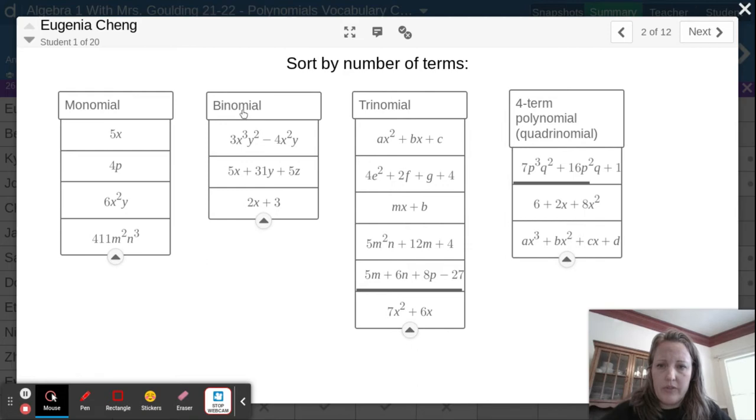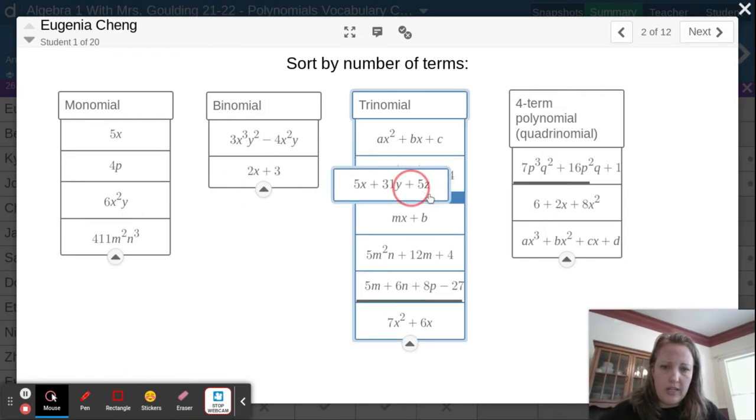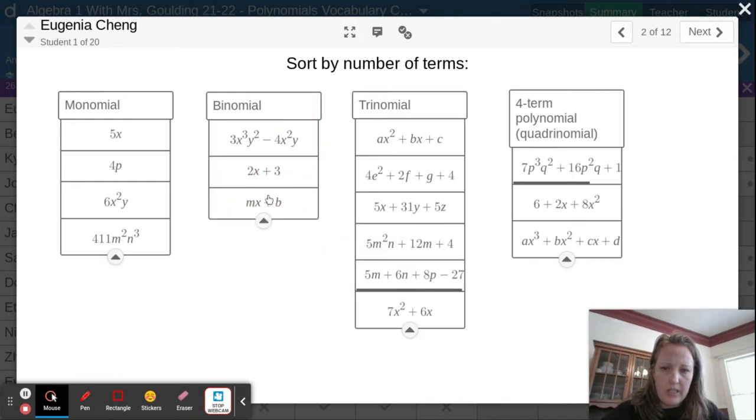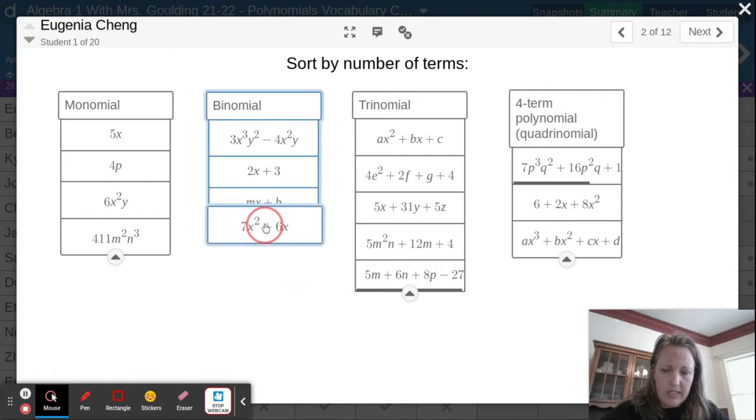So now we're looking for the ones that have 2 terms. Bicycle, 2 wheels, 2 terms. So 1, 2, I like that one. This one, 5x, 3y, 5z. That's 3 terms, so that's a trinomial. 2x plus 3 is a binomial. mx plus b is a binomial. 7x squared plus 6x is a binomial. I don't see any other binomials.